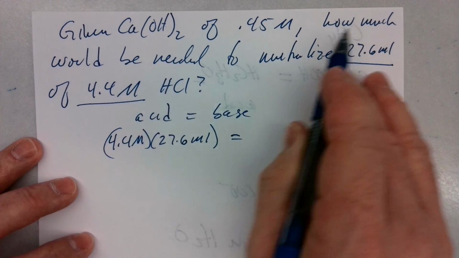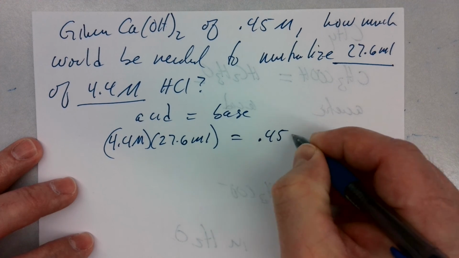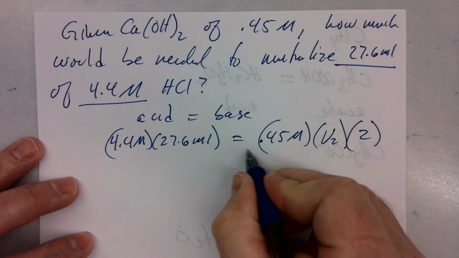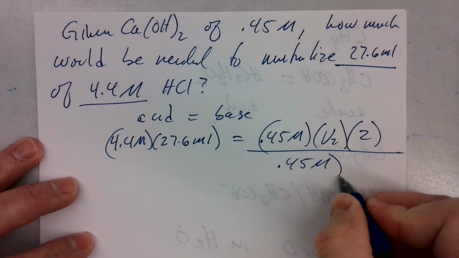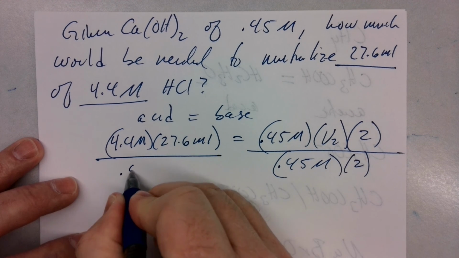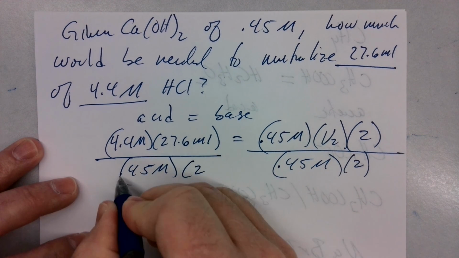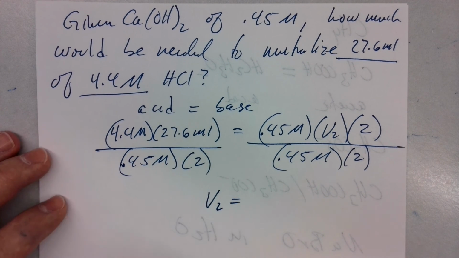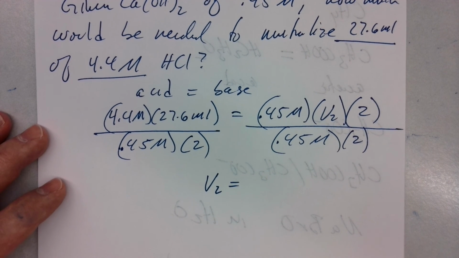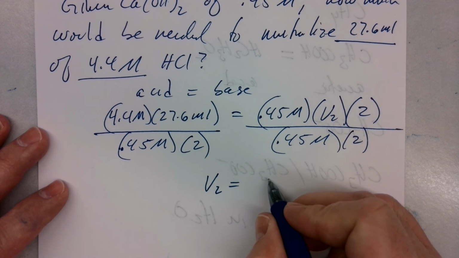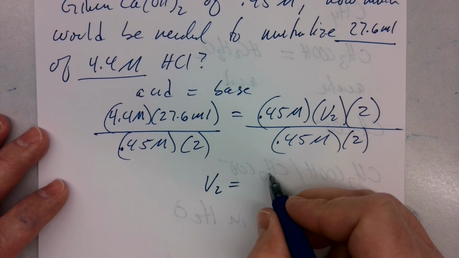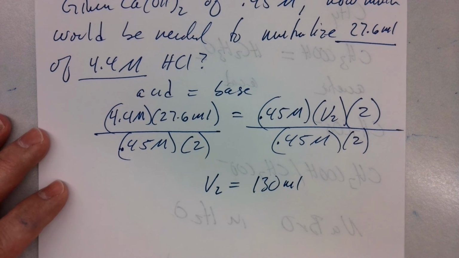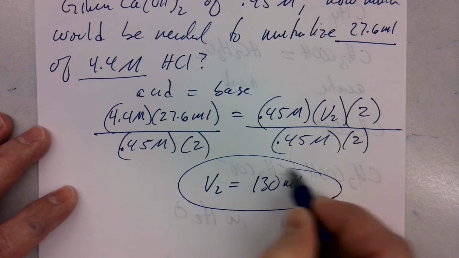how much? So I'm looking for a volume, right? So I've got 0.45 molar times V2 times 2. So I'm going to divide by 0.45 molar and 2, and that is going to give me a V2 equal to that times that. Use parentheses down there. What do I get? Yeah, I'm looking at you. 130 milliliters? Anybody else get 130? Yeah? Right there.